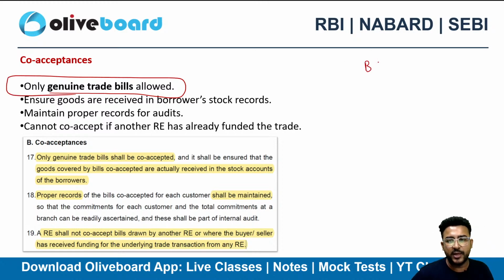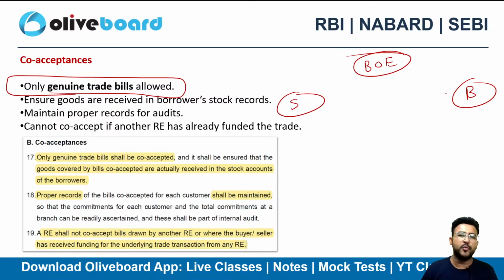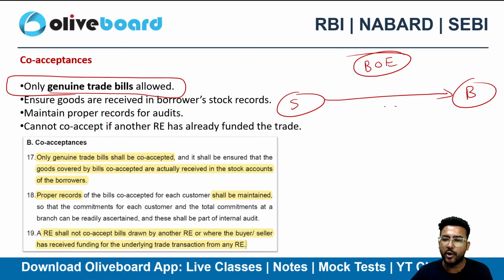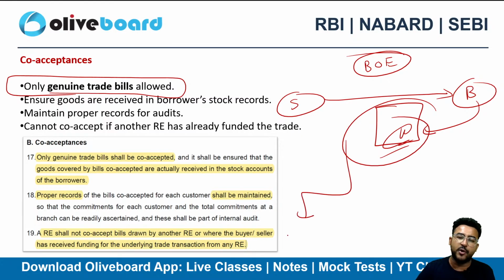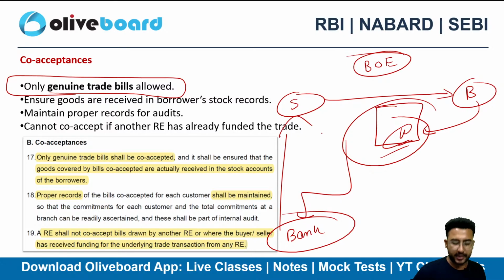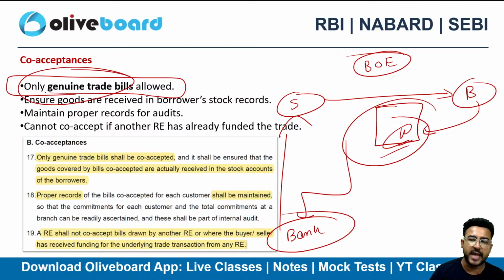Now there is a concept of bill of exchange. Let's suppose there is a seller, and a buyer who is to pay after 3 months, but the seller wants the money right now. So the seller can draw a bill on the buyer. The buyer will sign this bill. Now this bill can be discounted with any bank. The bank will pay immediate liquidity to the seller on the basis of the bill, and after 3 months, the bank will collect the money from the buyer. This is a genuine trade bill, because the seller has actually sold goods and services to the buyer.